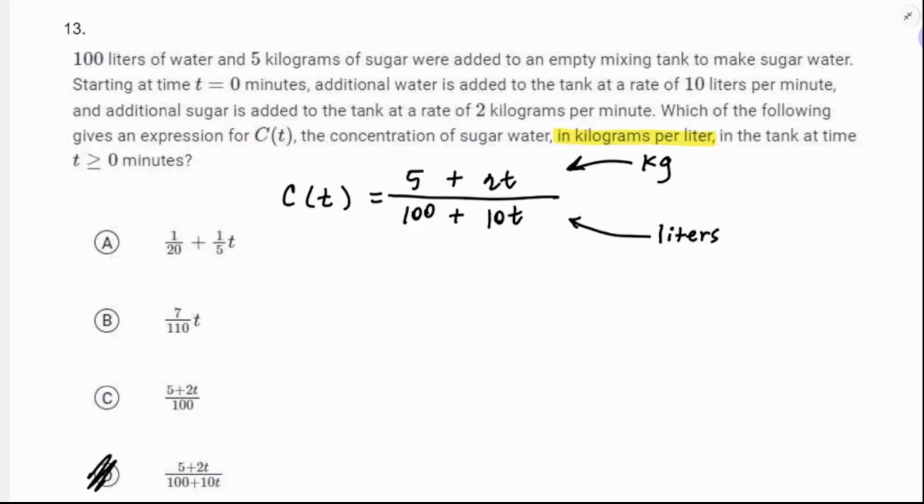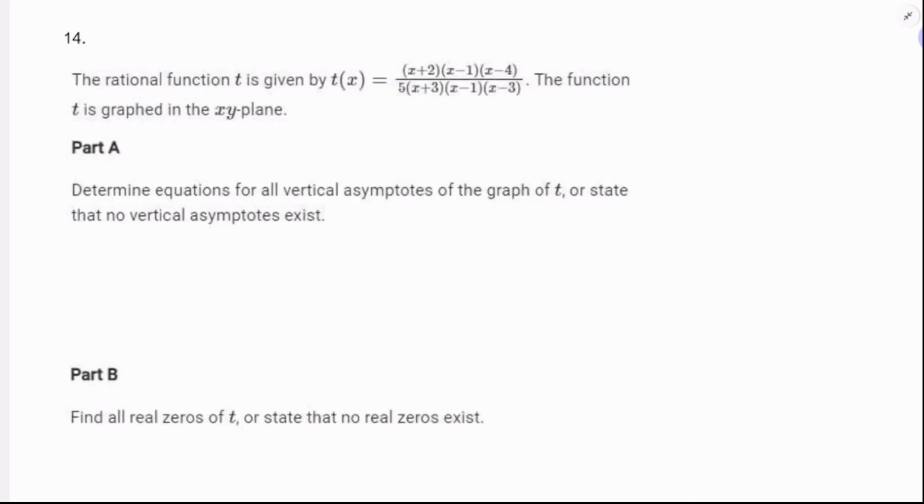Wow, this has been a tough problem set on me. Alright, now we're getting back into what I'm more comfortable with. Here's a rational function. It's already factored for you. It's graphed in the xy plane. Determine equations for all vertical asymptotes of the graph of t, or state that none exist.